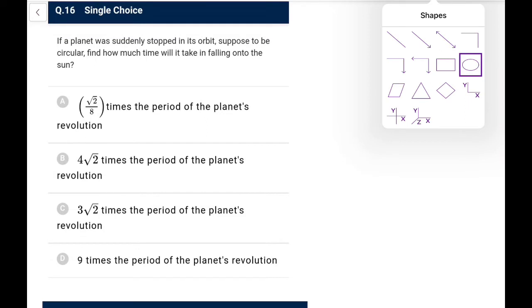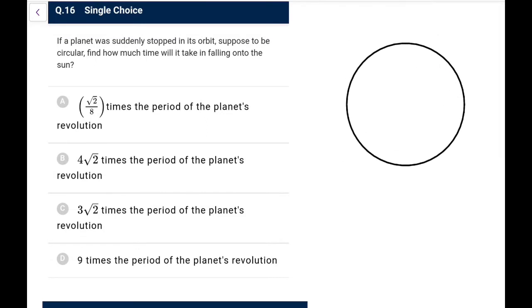Now you know, if the planet stops rotating, let's say this was rotating and this was your star or sun, if the planet stops, it is basically going to fall down like this, and now you have to find this time.